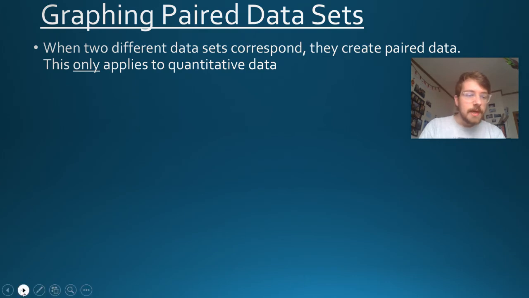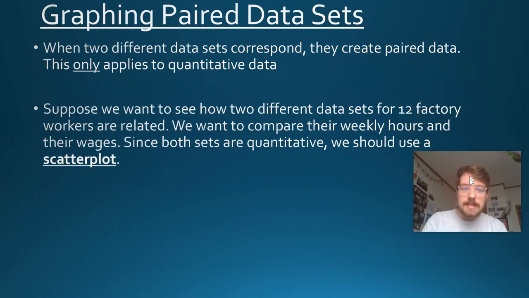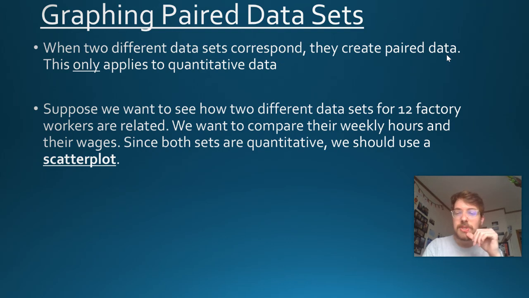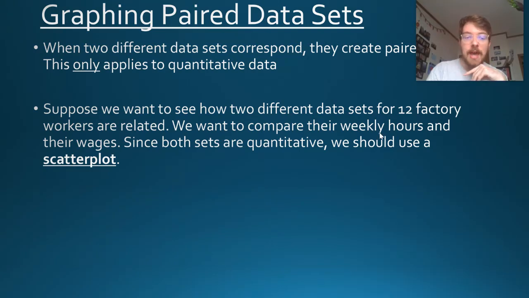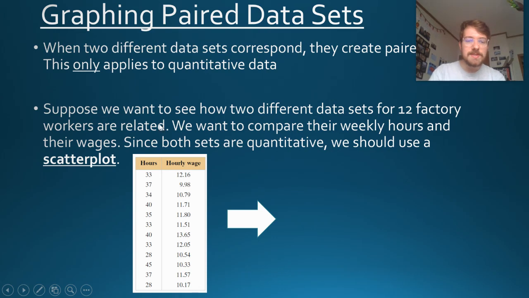So one thing I want to look at, another situation is, suppose we want to see how two different data sets from 12 factory workers are related. We want to compare their weekly hours and their wages. So here's our data first. This is what your data is usually going to look like. It's going to be one column in numbers and another column in numbers.